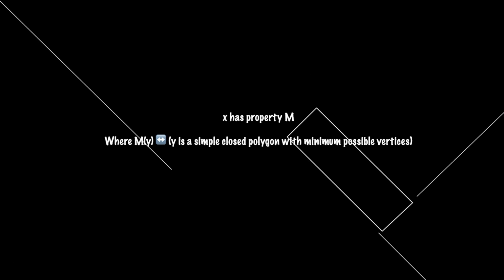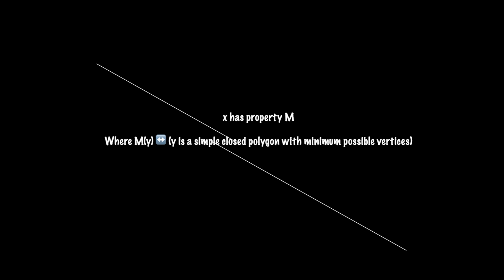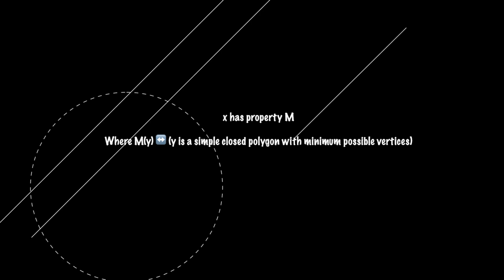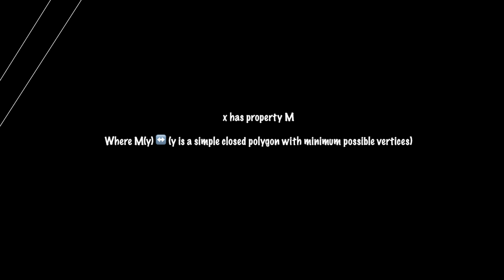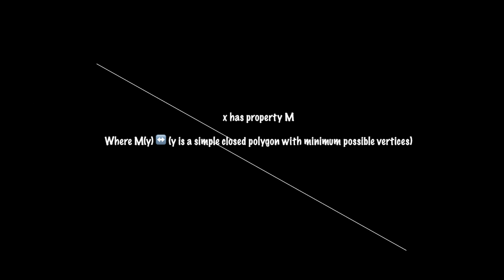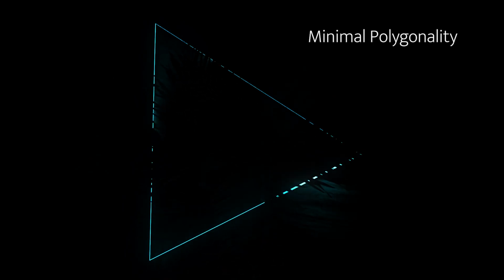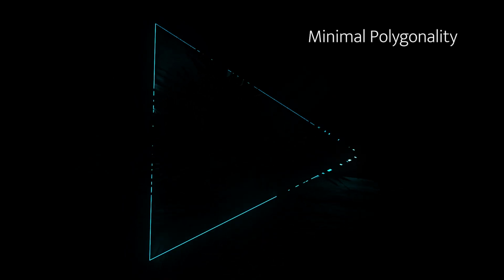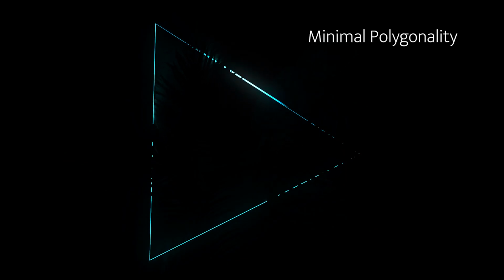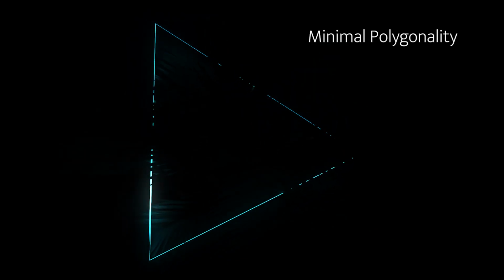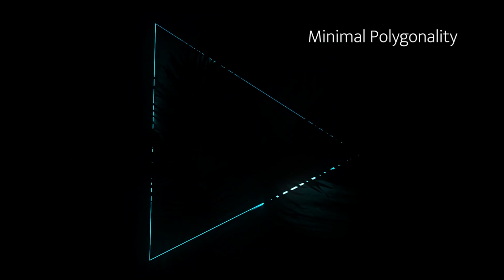X has property M, where M of Y, if and only if Y is a simple closed polygon and Y has fewer vertices than any other simple closed polygon in Euclidean space. The intuition of minimal polygonality is what all the facts are ultimately subordinate to. It's something that, being so simple in the geometrical sense, is subject, as we see, to the widest scope of derivable facts. Yet the core remains simple.